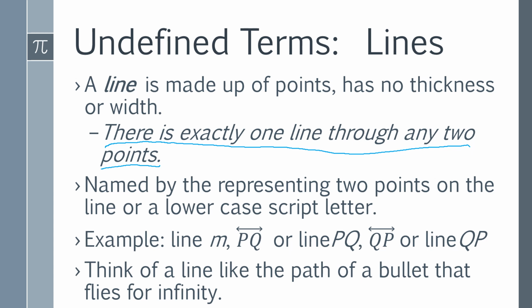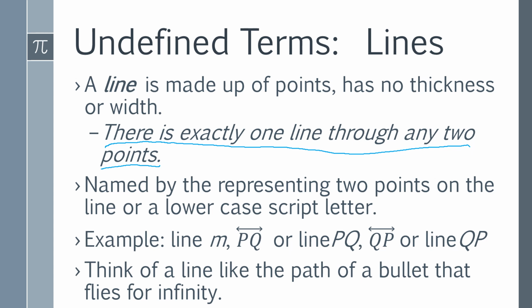So we name the line either one of two ways. We take 2 points that are on the line that are named, and we draw a little arrow going in both directions, or we have just a lowercase script letter. So there's some examples here: line M, line PQ in symbol, or the words line PQ, or again, line QP, or also line QP written out. Either one of those would be acceptable based upon a given diagram.